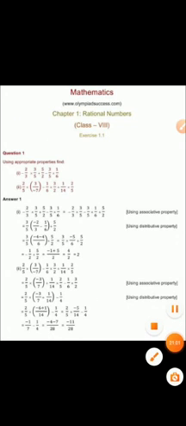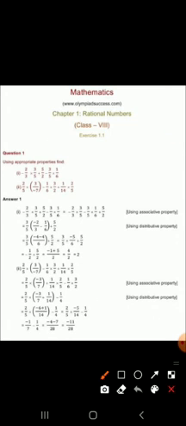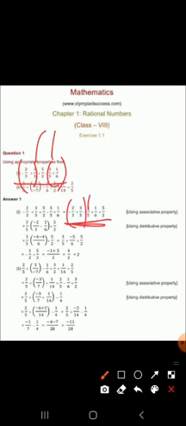Exercise 1.1. Okay, so the first question is, using appropriate properties find minus 2 by 3 into 3 by 5 plus 5 by 2 minus 3 by 5 into 1 by 6. First, when you have a multiplication symbol, those become one set. Here minus 2 by 3 into 3 by 5; here 3 by 5 is there, here also 3 by 5 is there. So bring those two terms to one side. Here I have brought both the terms, first term, second term, and left over 5 by 2.